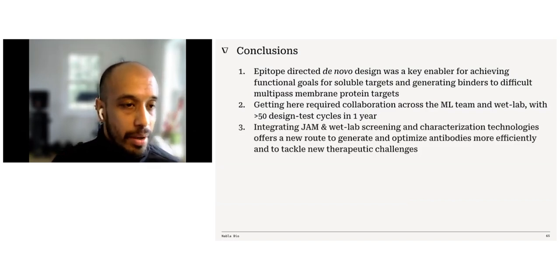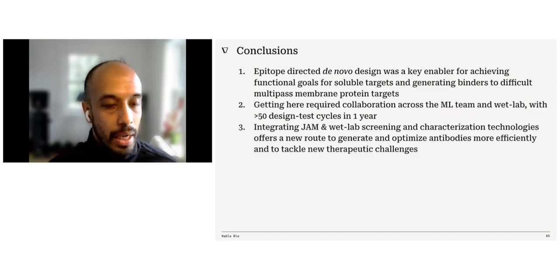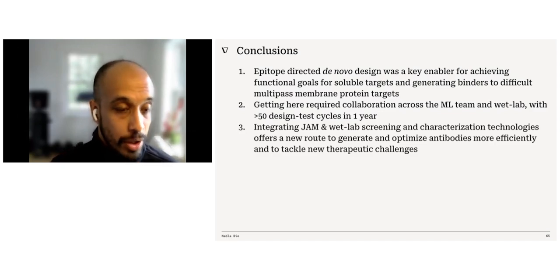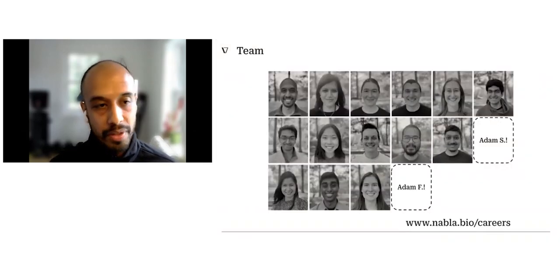We are very excited about integrating JAM and these wet lab screening technologies because they're opening up new opportunities to generate and optimize antibodies to tackle soluble targets more efficiently or hit epitopes very precisely, and also open up target space generally by allowing us to go after more difficult targets.